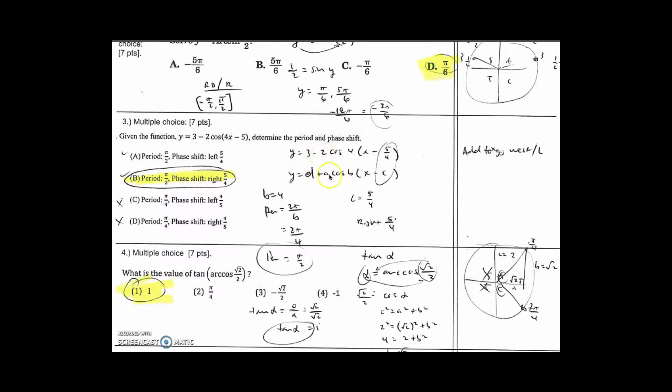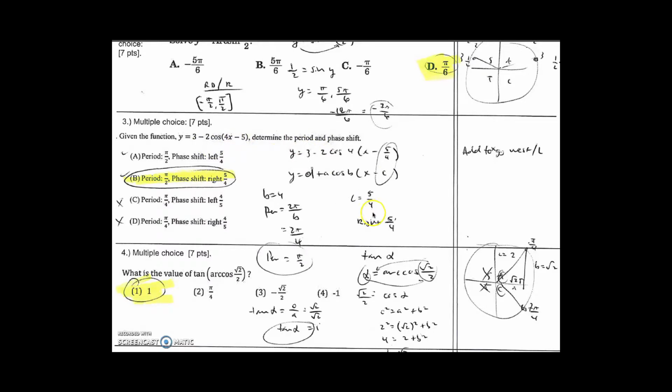So my A value is -2, B value is 4. My C value is 5/4 positive. Remember, notice how in the formula, same, different. And the D value is 3, which I don't need because we're asking for the period.